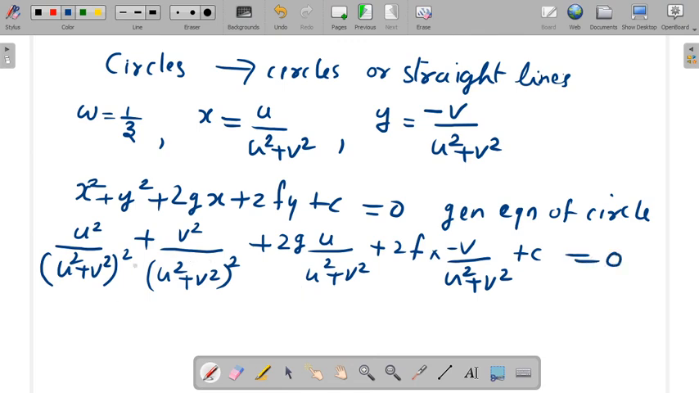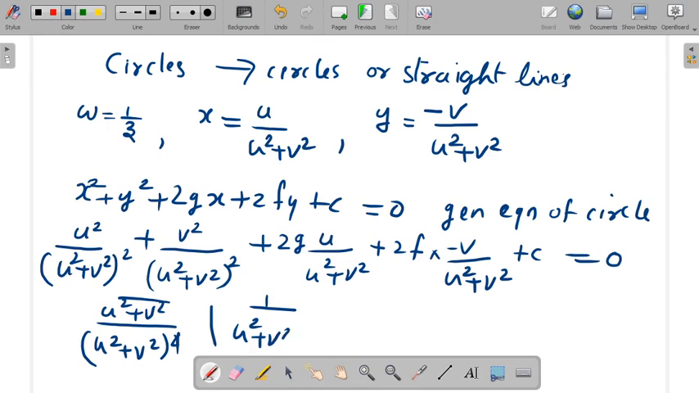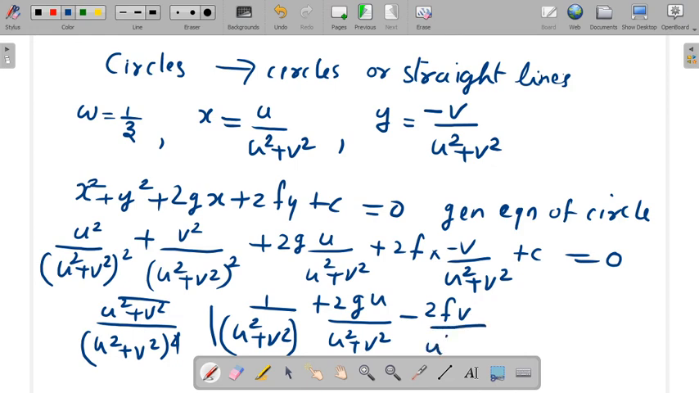Now if you look at the first two terms, it is (u² + v²) divided by (u² + v²)². So you may cancel one (u² + v²) and write this expression as 1/(u² + v²) plus 2gu/(u² + v²) minus 2fv/(u² + v²) plus c = 0.